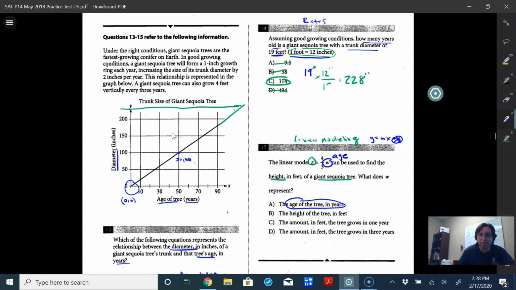4/3, remember that's the slope, so it's going to be talking about the increase or decrease of something. That's what the C and D ones are sort of making reference to partially. And then Z is making reference to the height of the tree in feet, so that's definitely not it. So understanding that W is age, and we're making reference to the age here, we can choose confidently answer choice A.